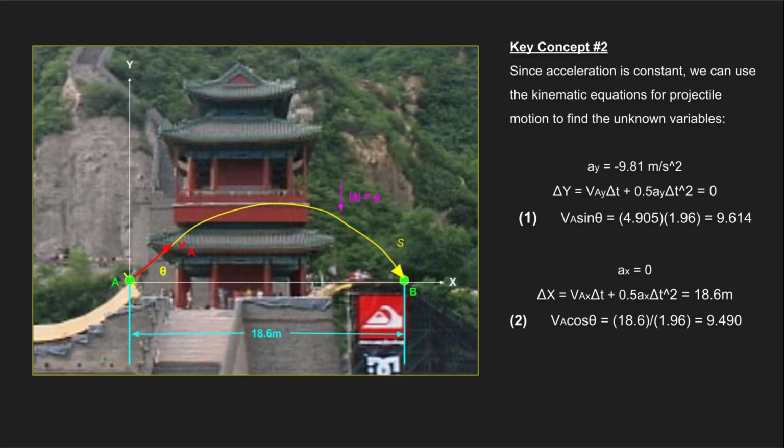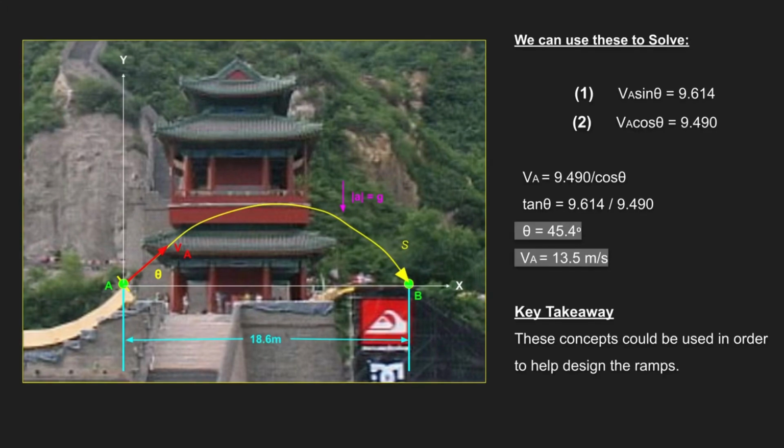Since we know acceleration in this problem is constant, we can plug all of the kinematic information we have gathered into the kinematic equations. This allows us to create two equations with two unknowns that are our target variables in this problem: VA, or the initial velocity, and theta, the angle that the skateboarder launched at. We can form a system with the two equations, which allows us to solve for VA and theta, which was the goal of the problem.